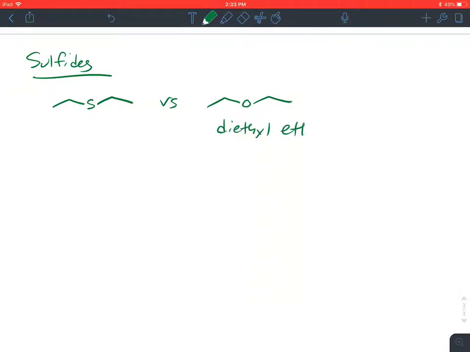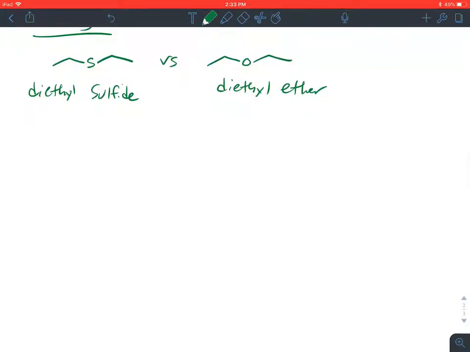All right, let's talk about sulfides. So diethyl ether is the name of this molecule with an oxygen. Diethyl sulfide is the name of the molecule with a sulfur. And the synthesis of the diethyl sulfide is relatively straightforward, again using the rather high acidity of the SH and the great nucleophilicity of the S minus.